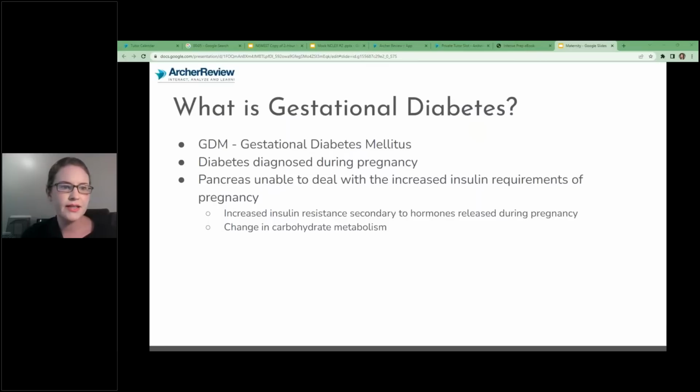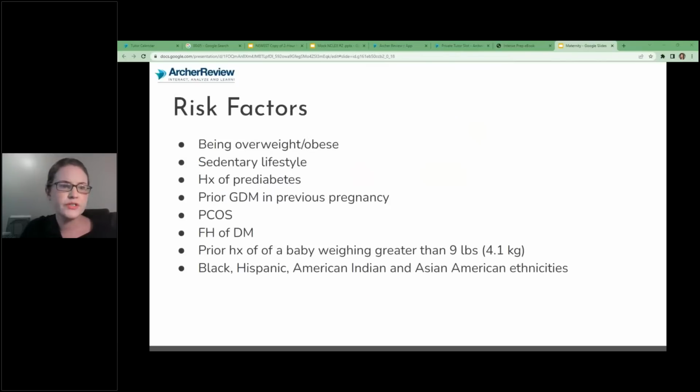Well, when you're pregnant, oftentimes the pancreas just isn't able to deal with those increased insulin requirements. And this happens because insulin becomes more resistant in pregnancy, secondary to hormones. And actually, the way we metabolize carbohydrates in pregnancy is a little different. So these combined can increase the risk of diabetes. Now, if someone has gestational diabetes, again, it does not mean they'll have normal diabetes, but it does increase their lifetime risk for diabetes.